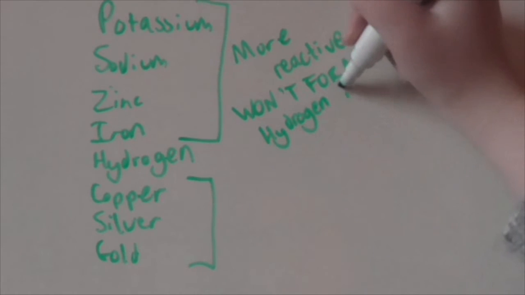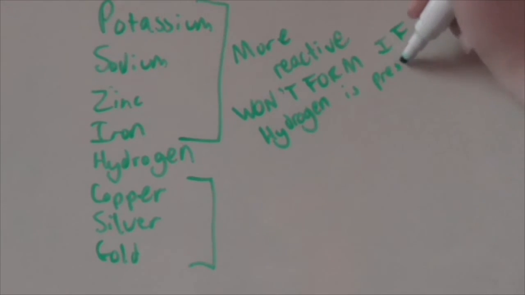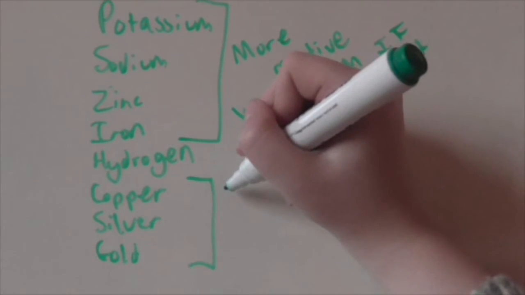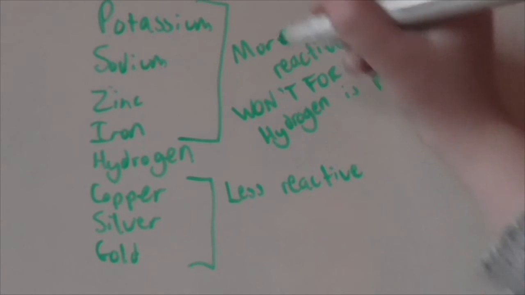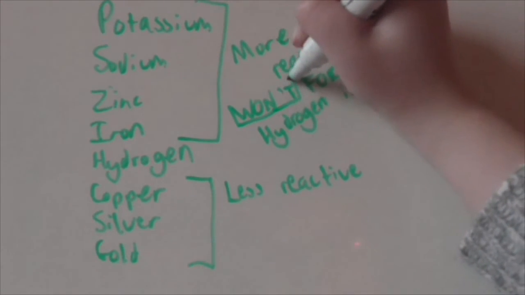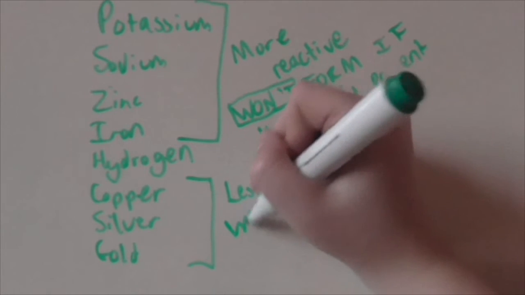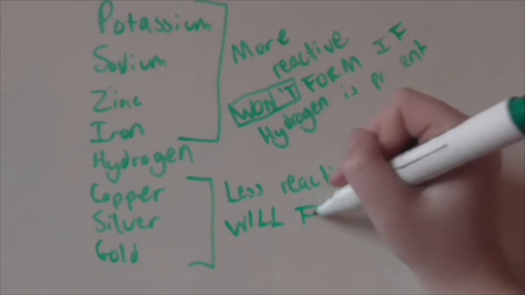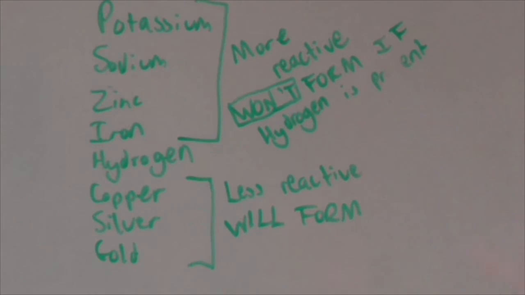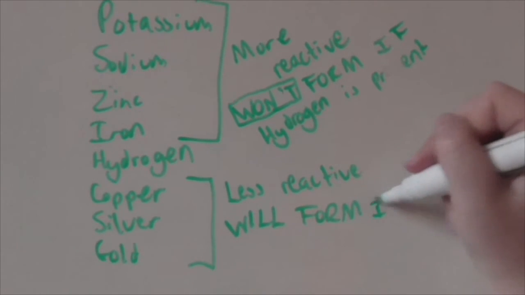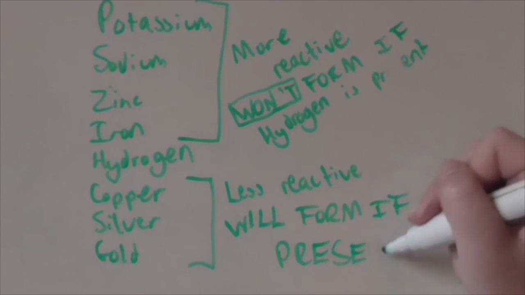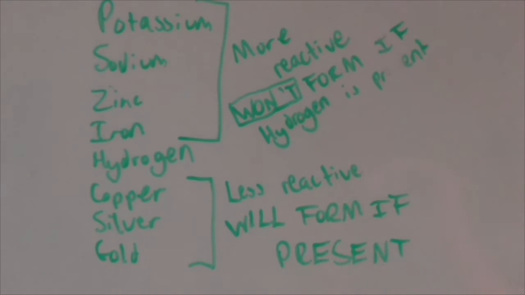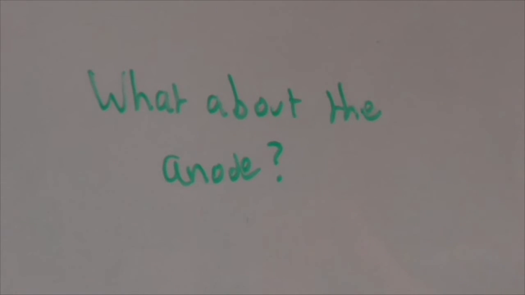Anything below hydrogen on the scale of reactivity, which are basically just copper, silver and gold, these have priority over hydrogen at the cathode, so will form if they are present at all. I think you can obviously try and remember all the metals that are more reactive than hydrogen. I haven't actually written all of them up there because I didn't have space. But I would personally say that it's probably just easier to remember the 3 below hydrogen, which are copper, silver and gold. But what about the anode?